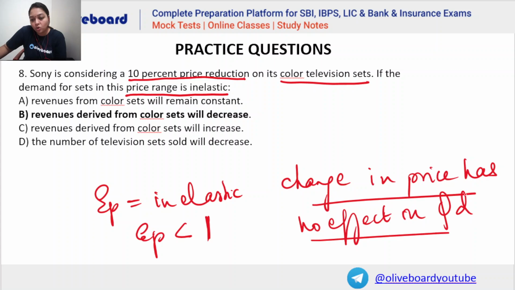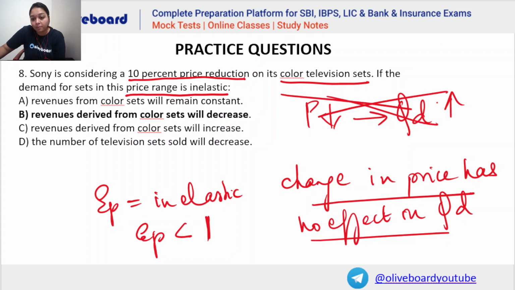No matter if you decrease the price by 10%, 20%, even if you give it for free, 100% reduction, there is no effect on demand, because they are telling you the price range is inelastic. Okay, that means what should happen when price decreases? Quantity demanded should increase. This will not happen because it is inelastic, right? So what the Sony people are hoping is, oh, we reduce the price, then demand will increase, our revenue will increase because more people will come and buy.